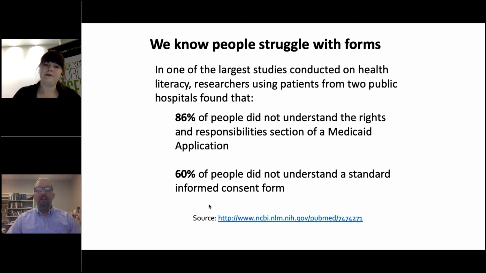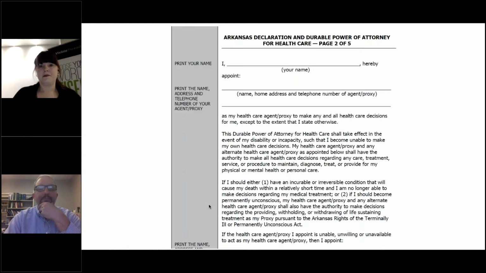And again, we're talking about people who have to apply for Medicaid, so they either have disabilities or they don't have a lot of money, and maybe some other disparities and those types of things. And so they just don't even know what they're allowed to do. And then 60% of people did not understand a standard informed consent form. That's getting a little bit better over time, because this was about 20 years ago, but it's not much better at all. So let's move ahead again.